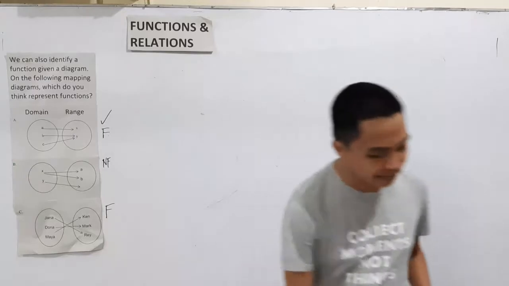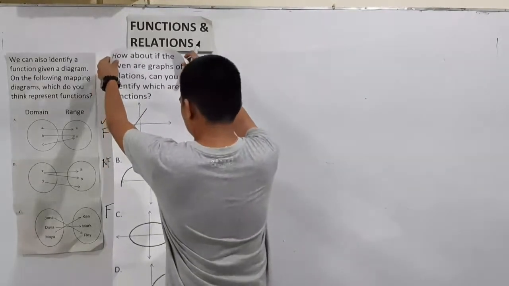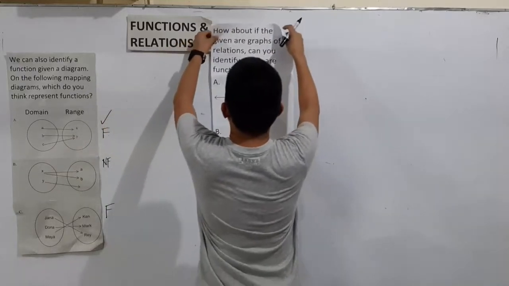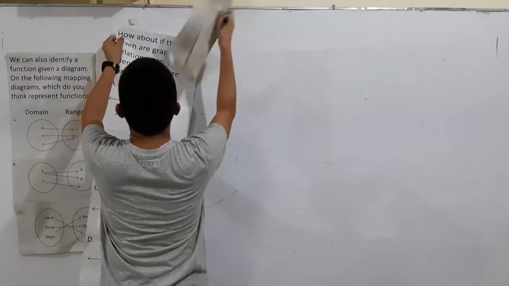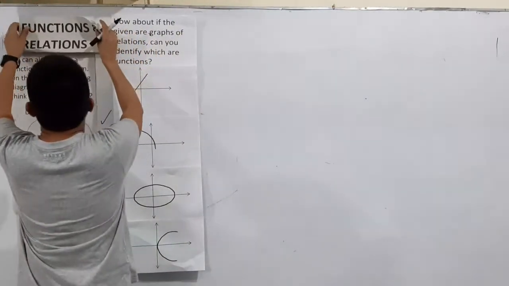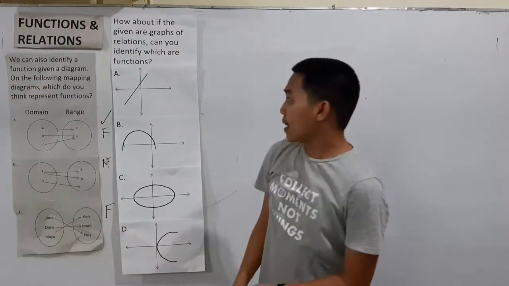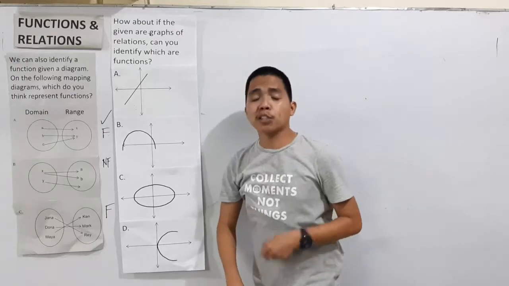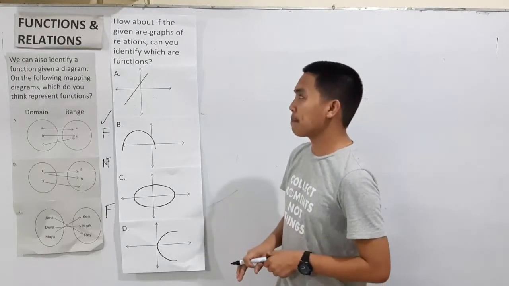The second and the fourth one. Just wait. Let's transfer this. The fourth one in expressing functions and relations is through graphs.